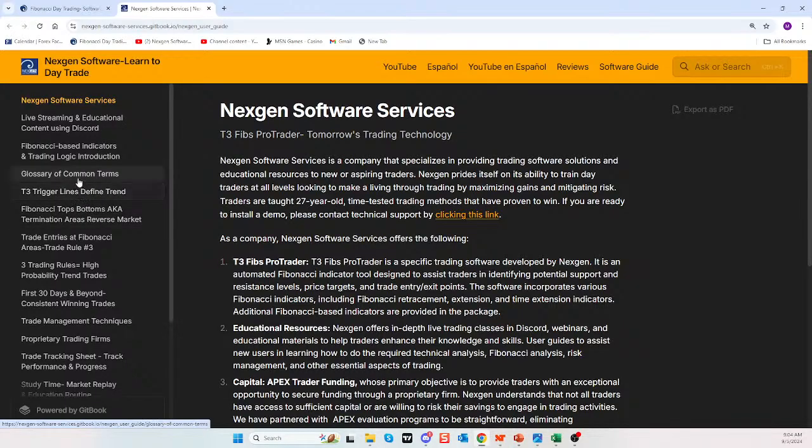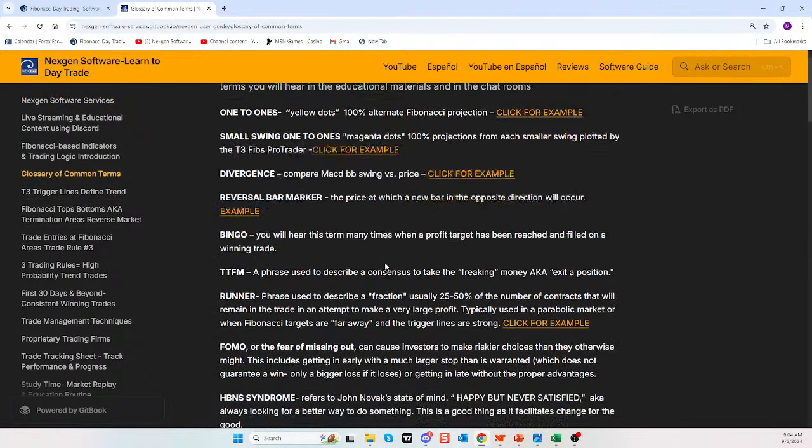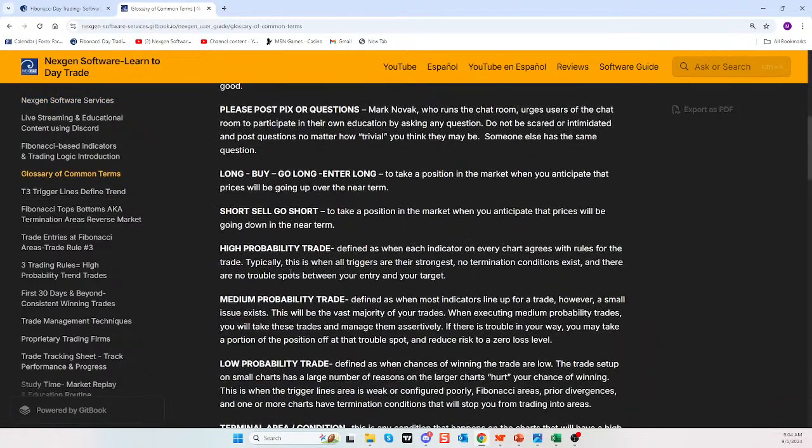Every day we talk about one trade for the first hour. And it's a high probability trade. And that means that each indicator on every chart is going to agree for the trade.